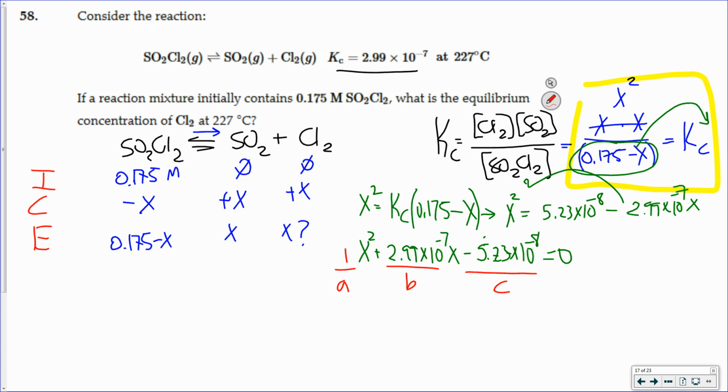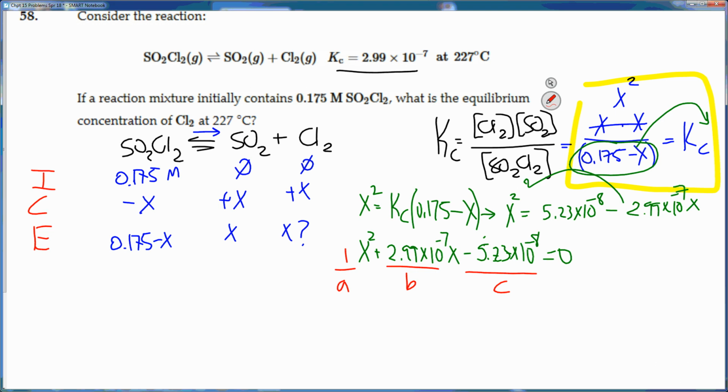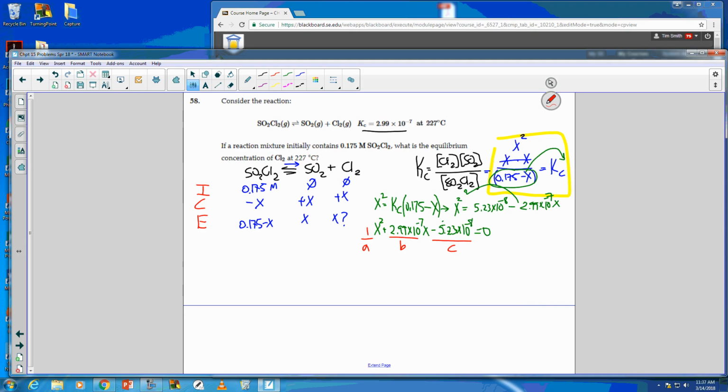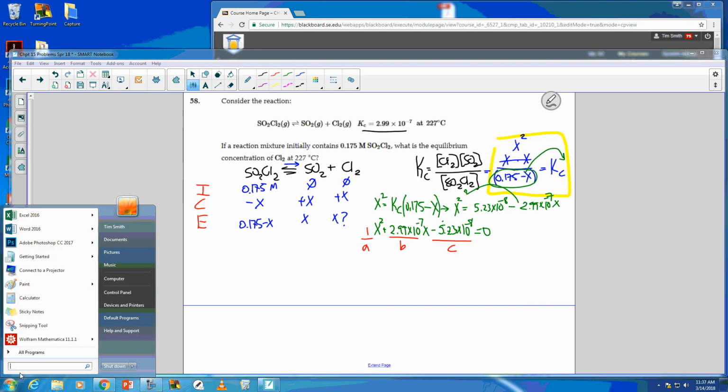0.23 times 10 to the minus 8 x equals 0. Okay, so I just want to show you the way I would do this in the real world, if this computer still has Mathematica on it.